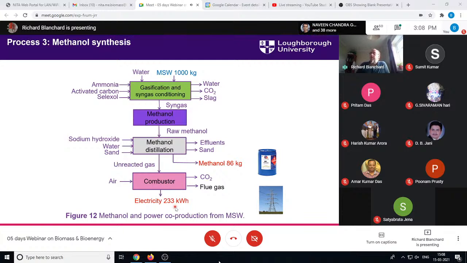So if we think about the previous route, we get about half of the syngas still being converted to electricity. So the methanol process at this stage has some limitations.